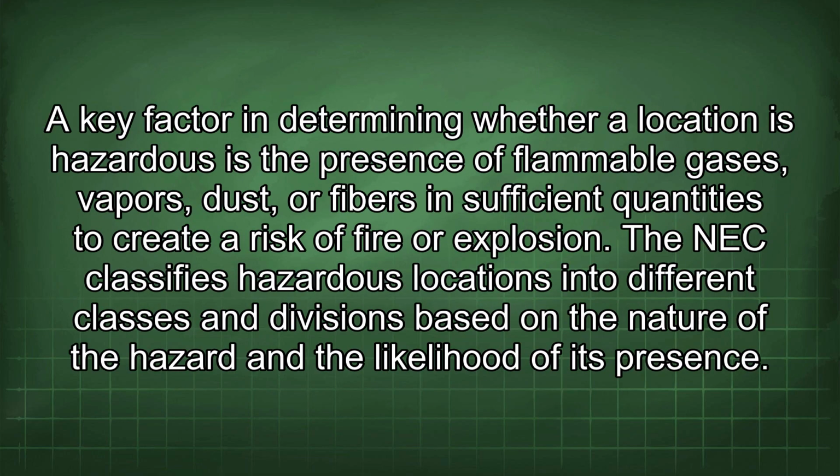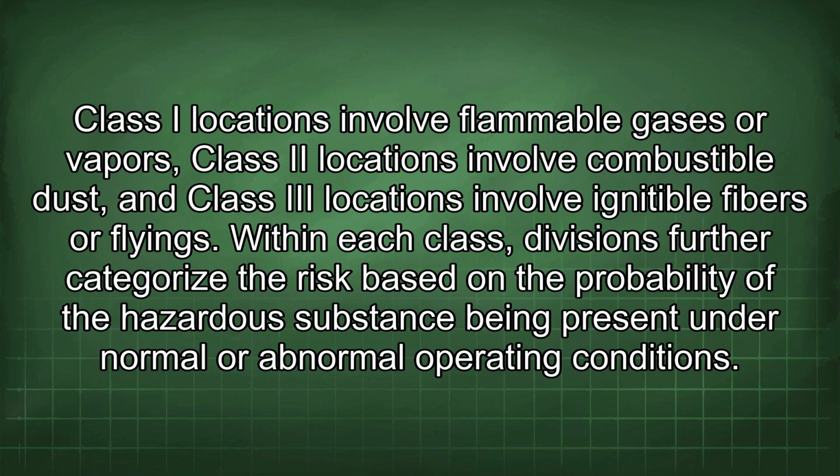A key factor in determining whether a location is hazardous is the presence of flammable gases, vapors, dust, or fibers in sufficient quantities to create a risk of fire or explosion. The NEC classifies hazardous locations into different classes and divisions based on the nature of the hazard and the likelihood of its presence. Class I locations involve flammable gases or vapors, Class II locations involve combustible dust, and Class III locations involve ignitable fibers or flyings.